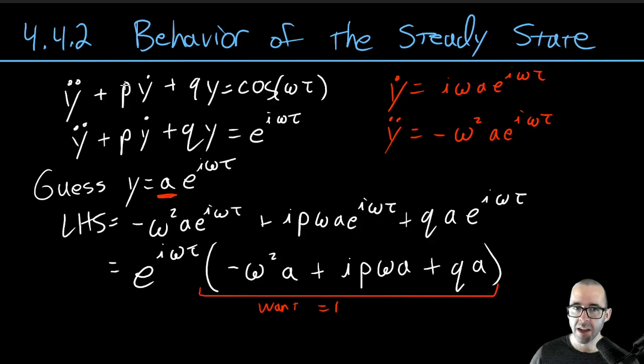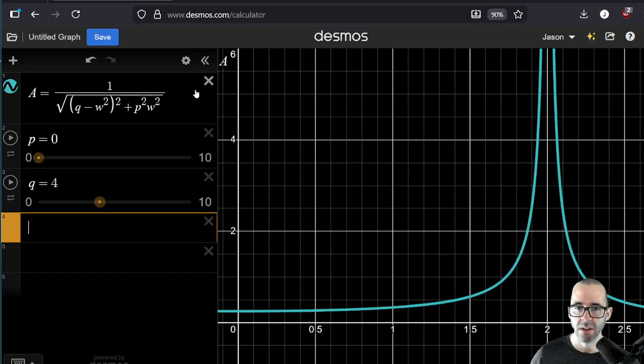All right, if there's no damping, then the natural frequency is just going to be the square root of q, right? So the fact that we have something happen at 2 when omega is 2 should not be surprising. So yeah, if there's no damping, then we have resonance. The amplitude is just going to shoot off to infinity when the forcing frequency is equal to the natural frequency, which in this case is 2.